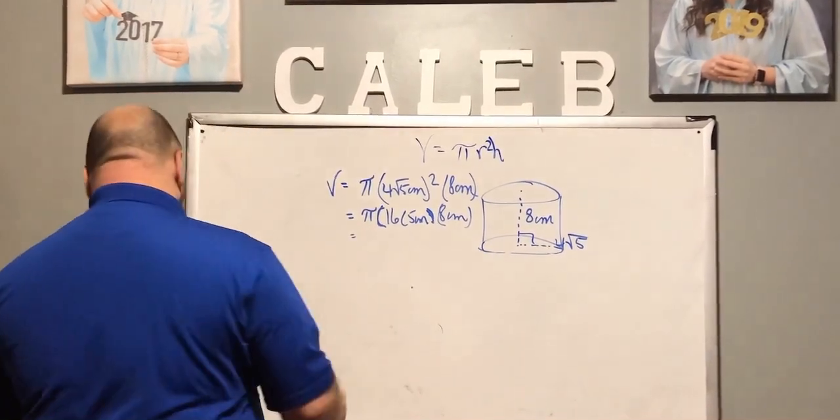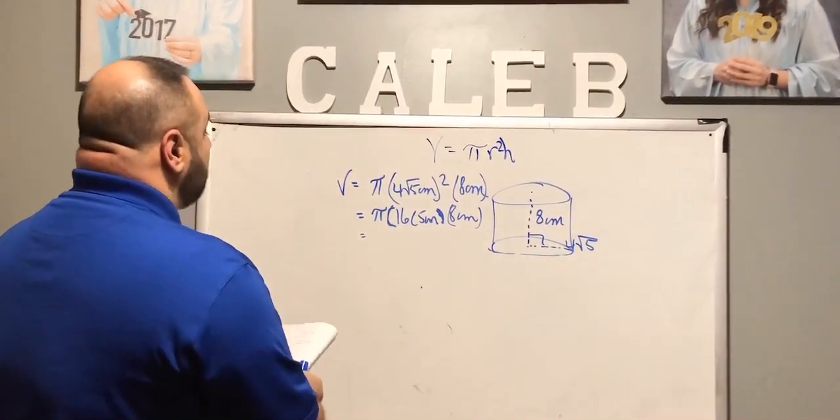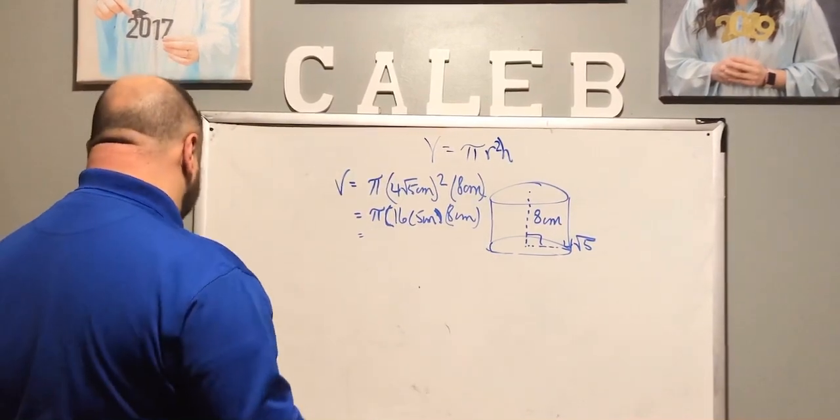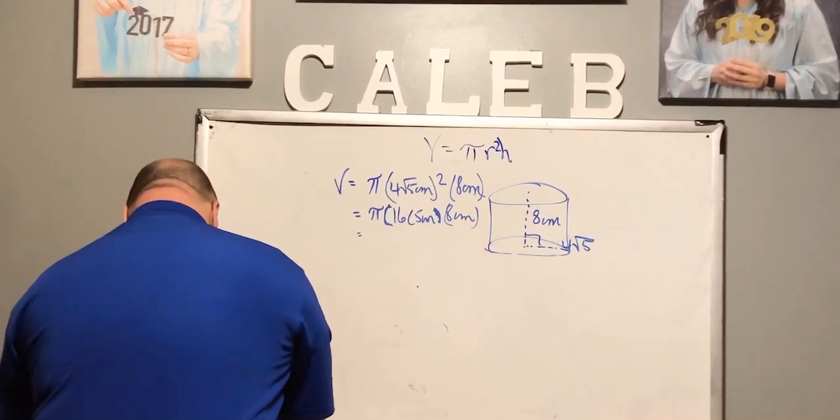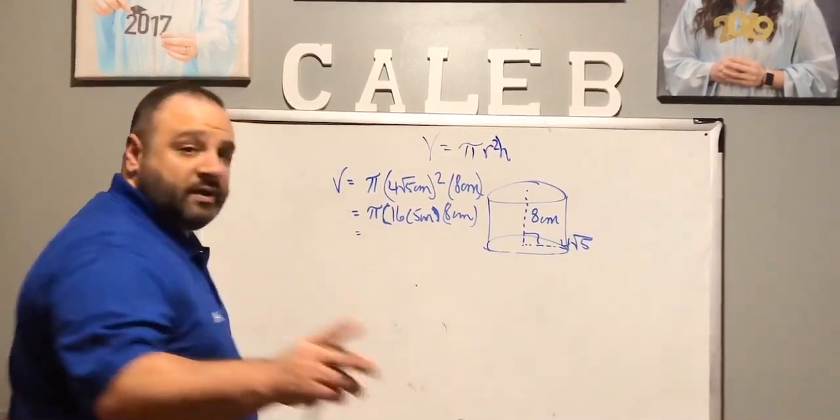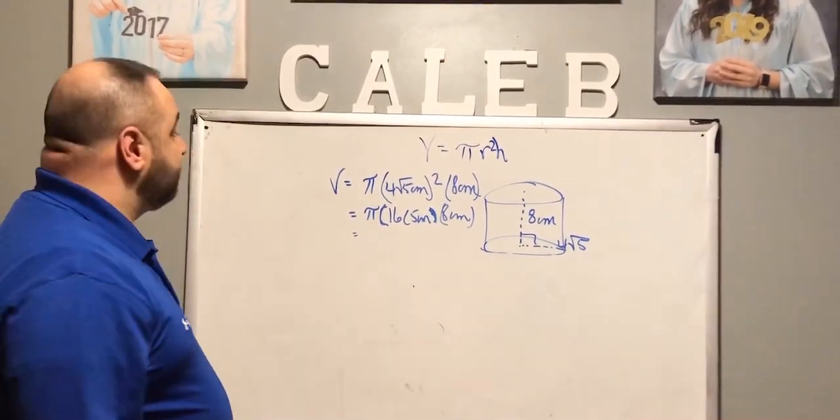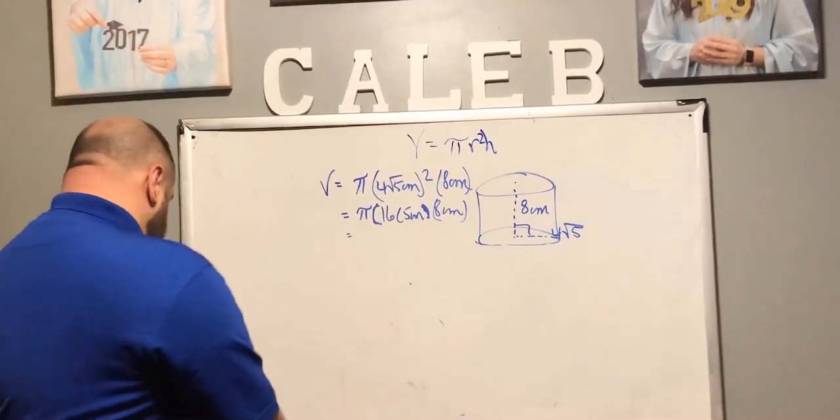Now, let's quickly get our calculators out here. So we have 16 times 5 times 8. The answer is, all right, get a calculator. I'll let you do that for a second. Then you can give me the answer.